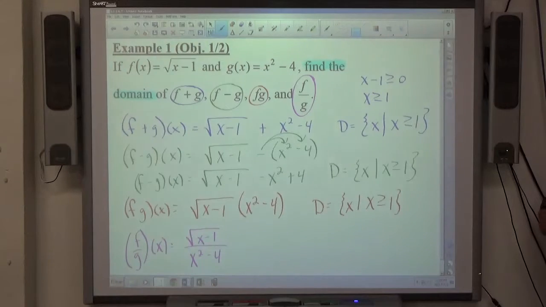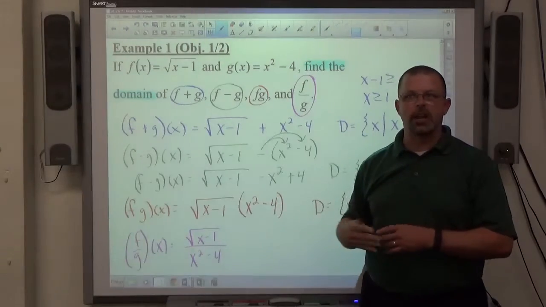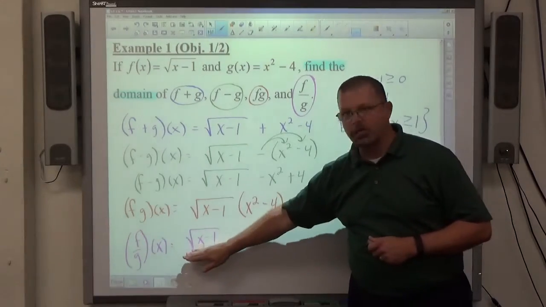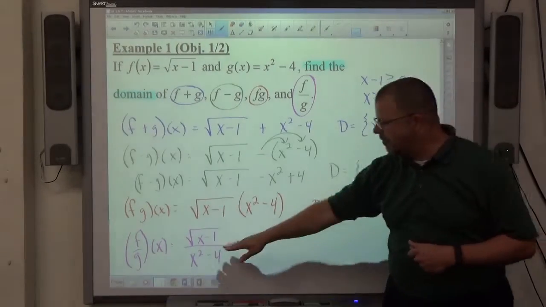Now, once again, looking at domain. What happened in this one problem that hasn't happened yet? Division. And can we divide by anything there is? Is there any number out there we're not allowed to divide by? Zero. Okay, so this one thing has given us an extra thing to look at as far as domain is concerned. We still have our square root of x minus 1, which still gets us that x is greater than or equal to 1, right? But now we have division.